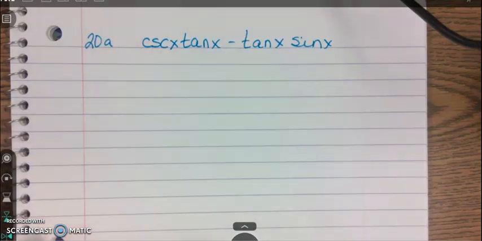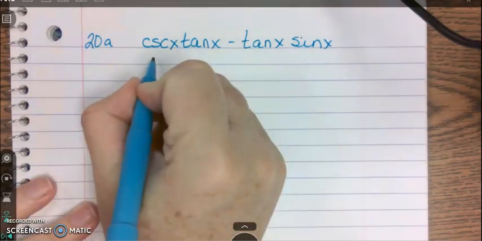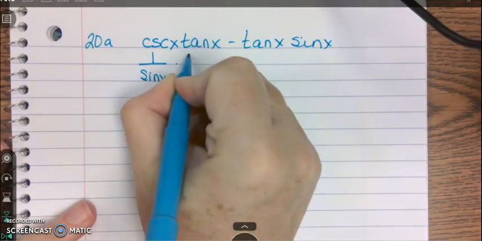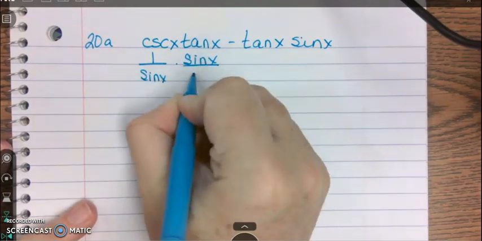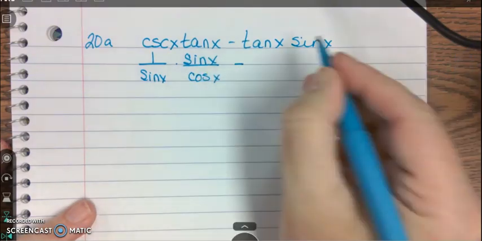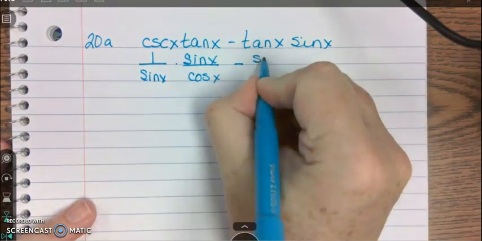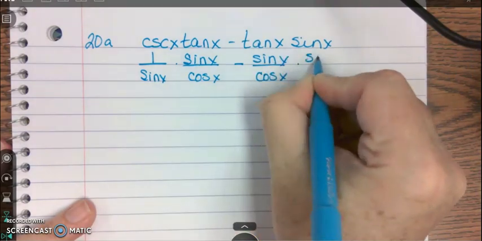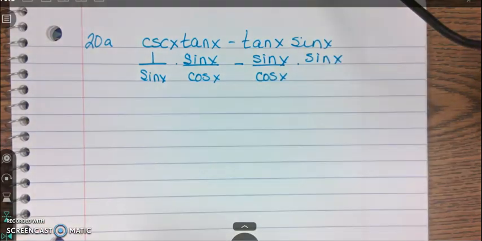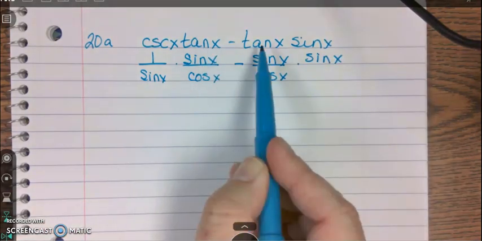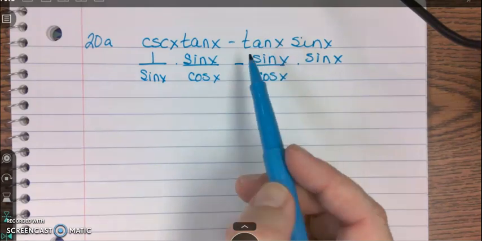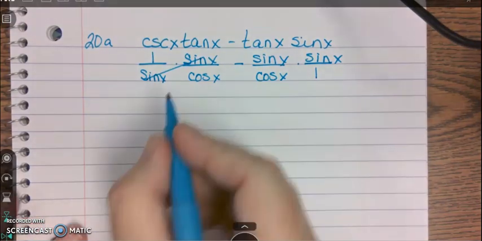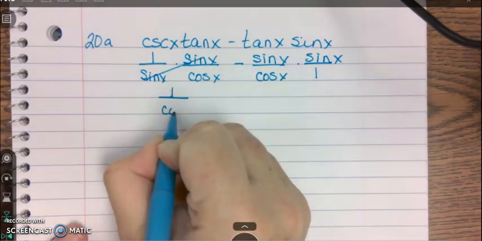Okay, so let's go. We gotta get this in terms of sine and cosine. So this will be 1 over sine, and then tangent is sine over cosine, minus sine over cosine again. Sine, we want to leave it alone. Now I know what some of y'all are thinking right here: tangent minus tangent is 0. It doesn't work like that, so you just want to be careful.